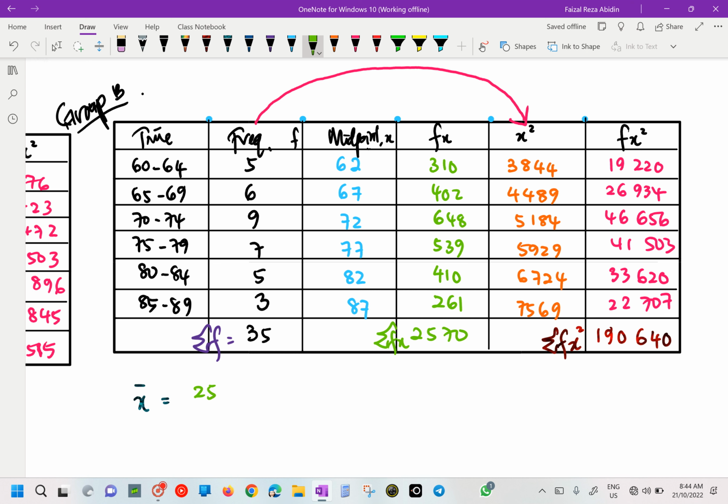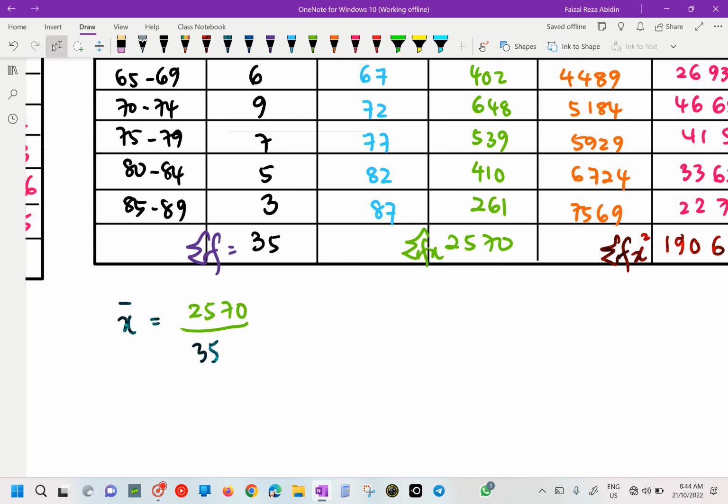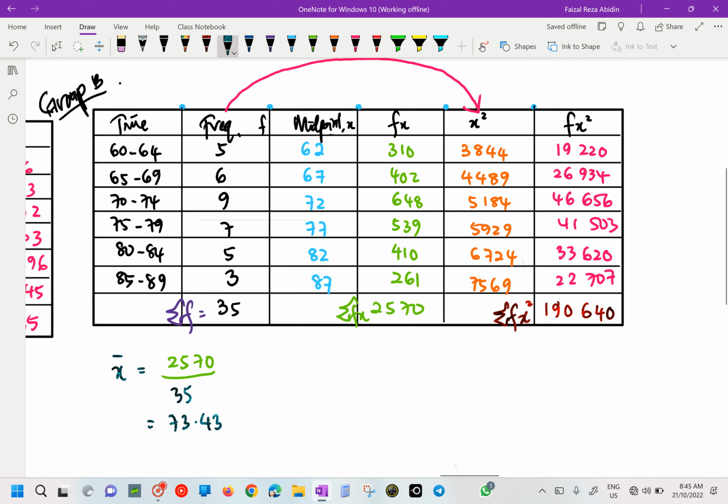Okay, so mean here we are going to get 25,570 divided by 35. How much? 2570 divided by 35, 73. 73, so 74. Okay, no problem. 73.43 minutes.